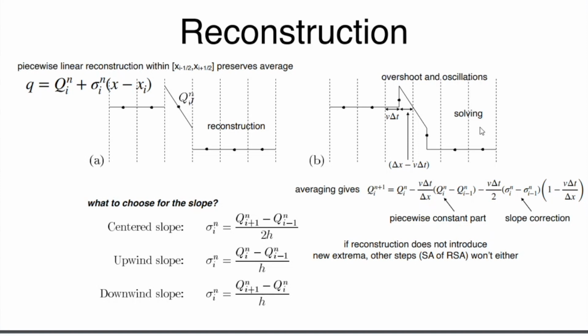Now there is a theorem which says that if the reconstruction step does not introduce new extrema, for example, here in this profile a new extremum is introduced, then advection will not create new extrema. It's obvious, right? If you don't have this peak here, advection won't create a new peak. So all the effort has to go into choosing this slope cleverly enough that you don't introduce new extrema in the reconstruction step.